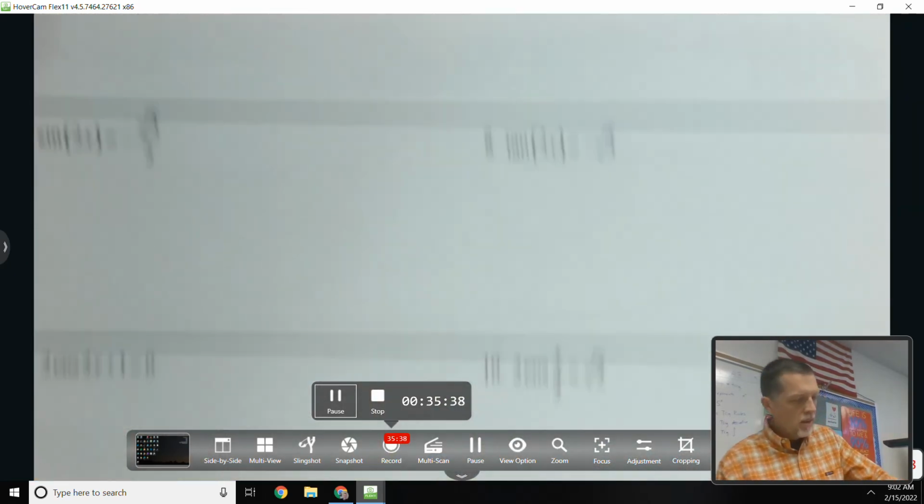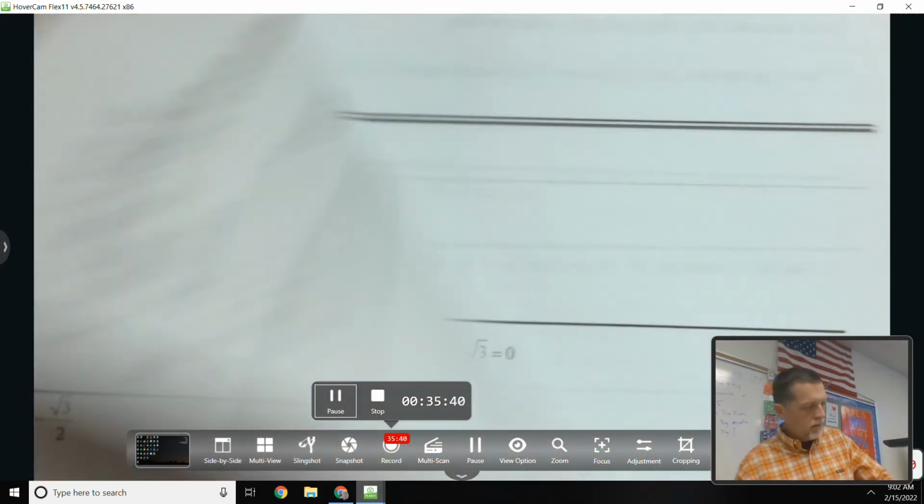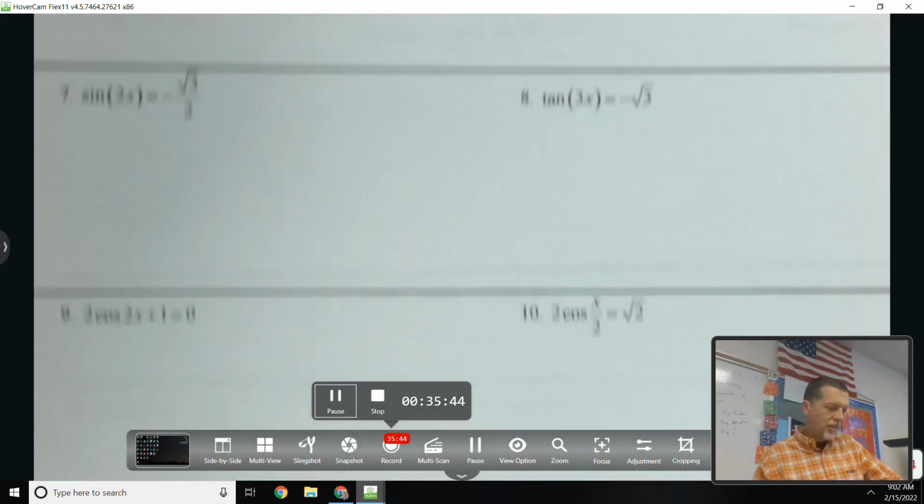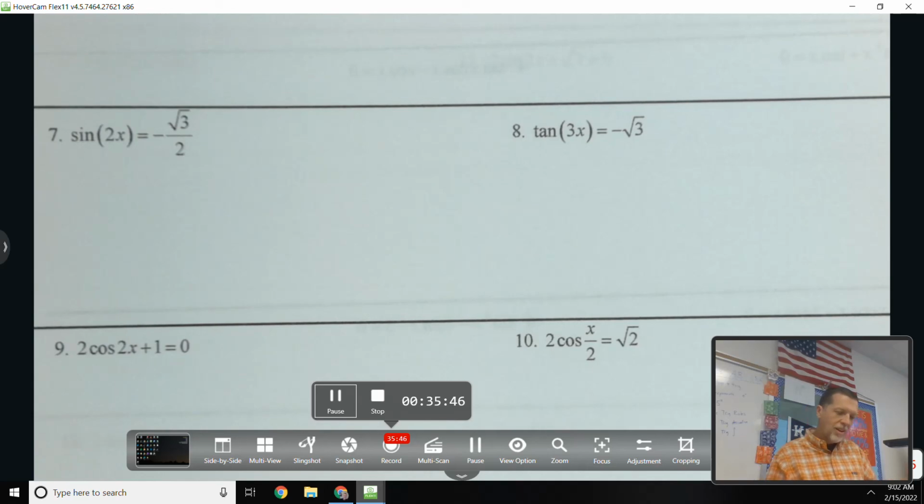All right, so worksheet 2 is the assignment. It's only one page, but obviously there's some 3x's and 2x's that require some thought.